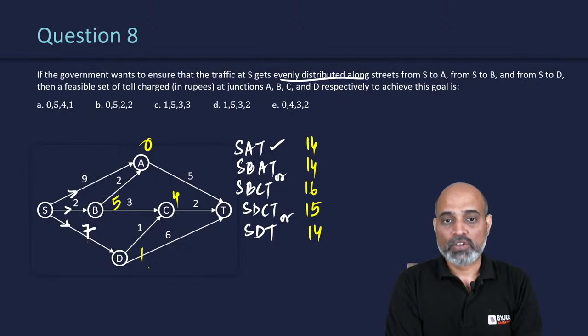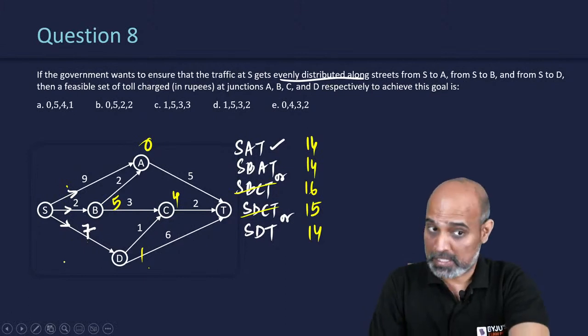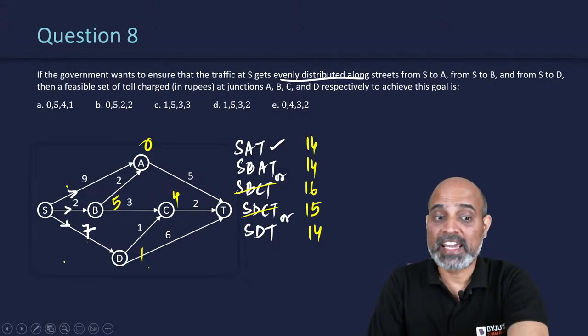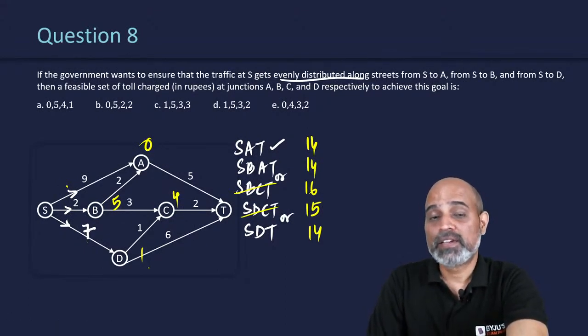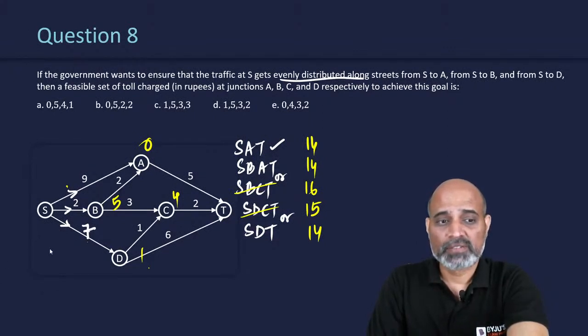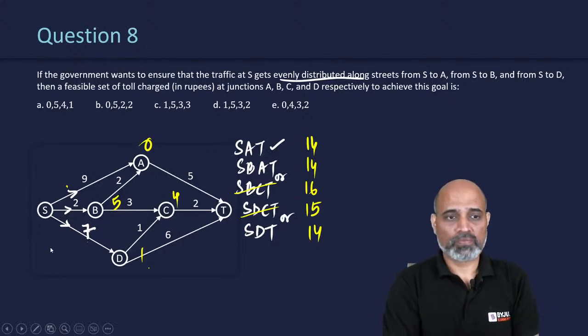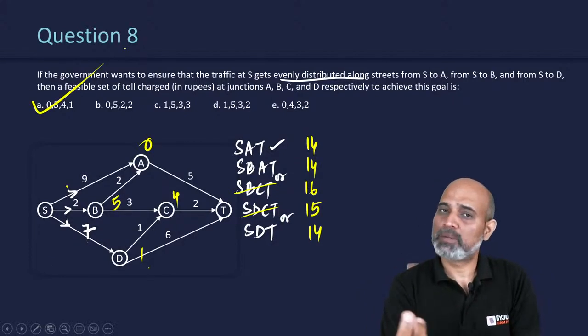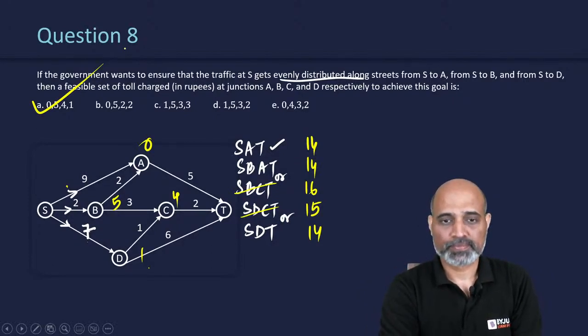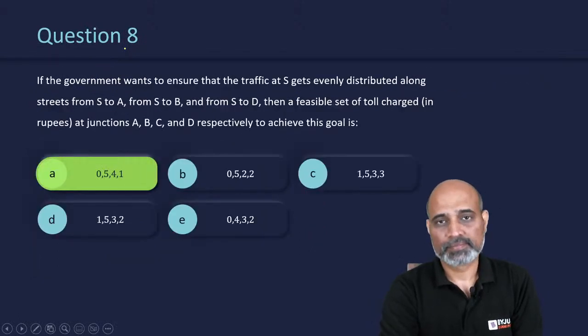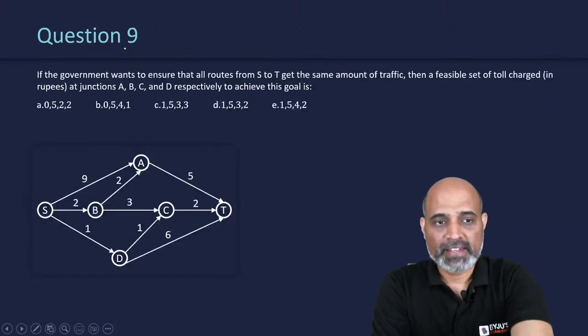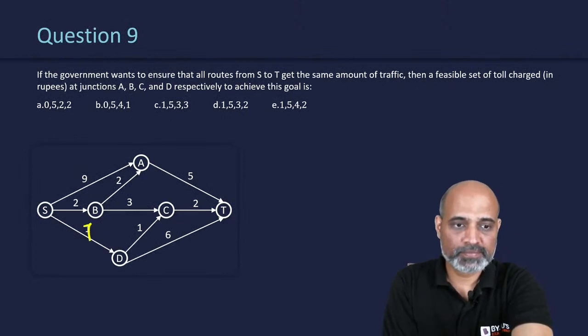So perfect. Nobody will take the SBCT route, nobody will take the SDCT route. Only one person will start from S and will move towards A, B and D respectively. Right? This makes sense? So 0541 itself works for us, so we should stop. Okay, the next one.